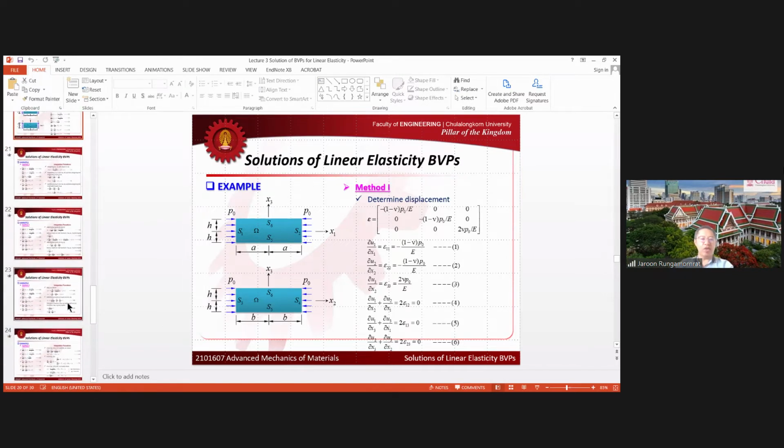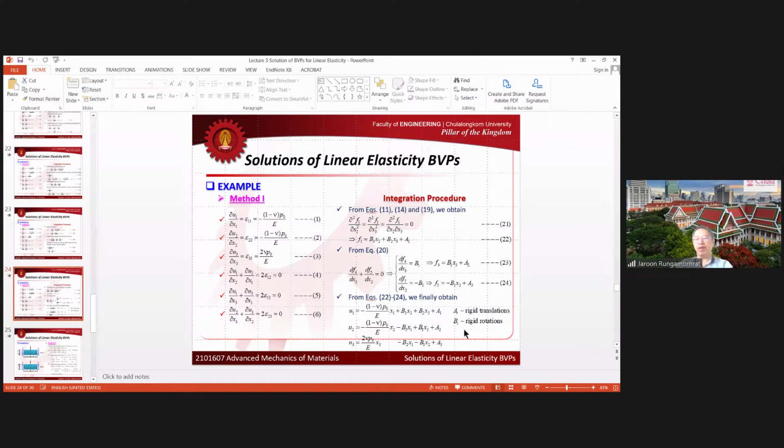The other thing that I would like to emphasize here, at the end of the process to get the displacement field, is that because you have to perform the integration of 6 independent first order differential equations, you will always get 6 unknown constants out of that integration process. Okay, so the unknown constants that I talk about here are somehow related to rigid body motions.